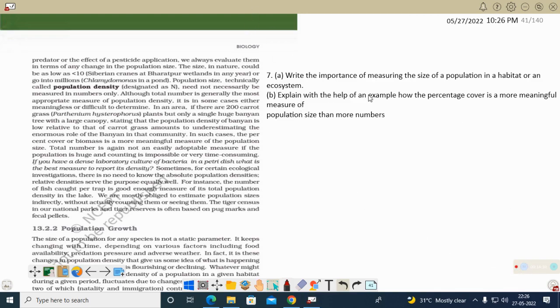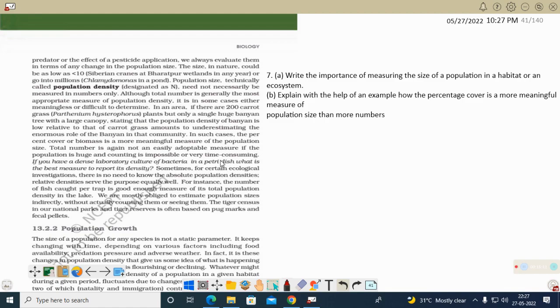Next, explain with the help of an example how percentage cover is a more meaningful measure of population size than numbers. You see, the percentage cover of biomass is a more meaningful measure of the population size, which is clearly explained with an example: a single banyan tree and 200 carrot grass or Parthenium hysterophorus plants. See, a single banyan tree is huge and gives a large canopy, but the 200 carrot grass plants, even though more in number, cover a very small area.